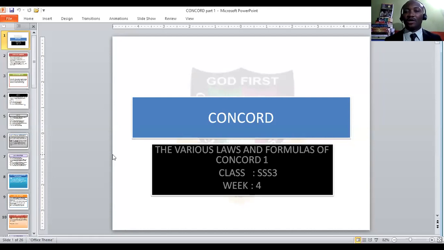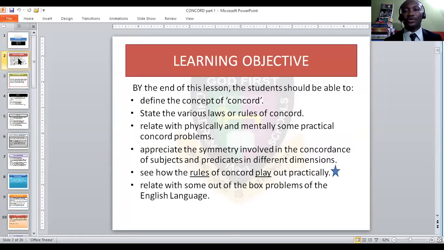We want to be looking at the various laws and formulas on Concord alongside rules. So today, by the end of this lesson, you students should be able to define the concept of Concord. You have to state the various levels, laws, or rules of Concord. You relate physically and mentally with some practical Concord problems as they come. Maybe you have a piece of paper, you can solve them or do them mentally beforehand. You would also appreciate the symmetry involved in the concordance of subjects and predicates in different dimensions. You would also see how the rules of Concord play out practically.